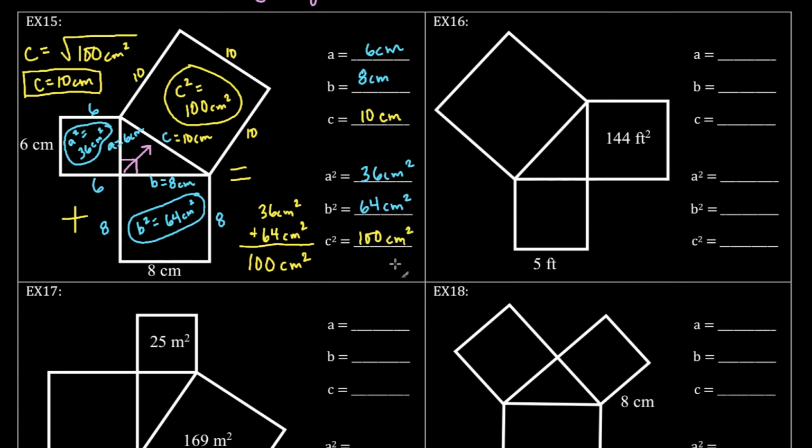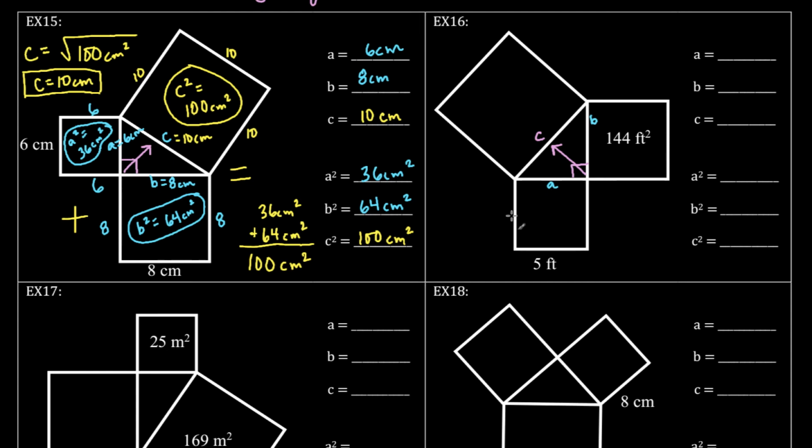All right, cool. Let's do this again. This time we always start off with labeling the right angle. So we are given C. Okay, so we have C. We're given 144 feet squared and 5 feet. Since this is C, that means the other ones are A and B. And that would be right here.